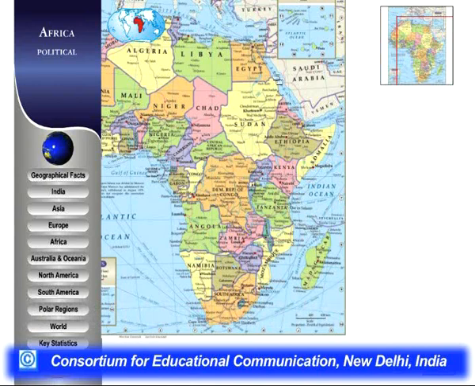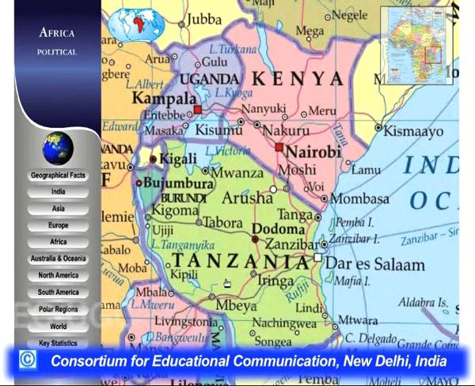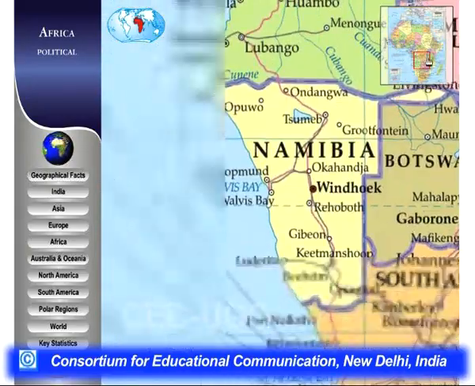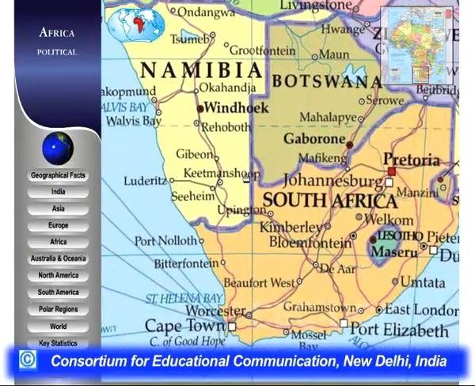Countries lying along the Red Sea and the Indian Ocean. So Somalia, Kenya, Tanzania, Mozambique, and South Africa. These 5 countries lie along the coast of the Indian Ocean. Then countries along the Atlantic Ocean.